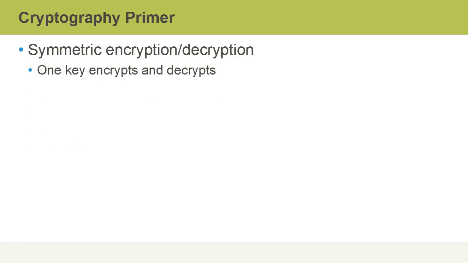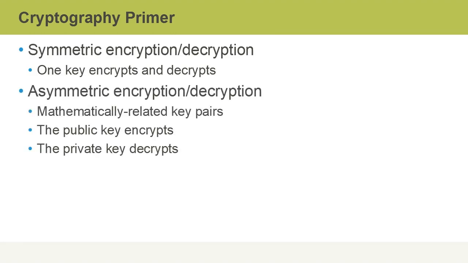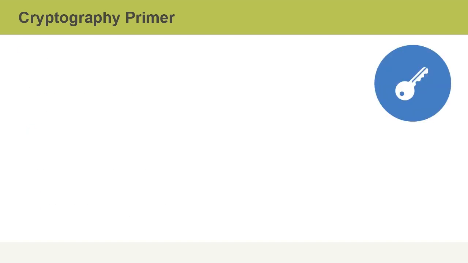With symmetric encryption and decryption, one key encrypts and decrypts. It is the same key. With asymmetric encryption and decryption, we have mathematically related key pairs, where the public key is used to encrypt and the related private key can be used to decrypt a message.